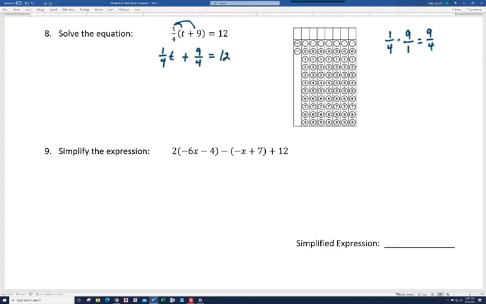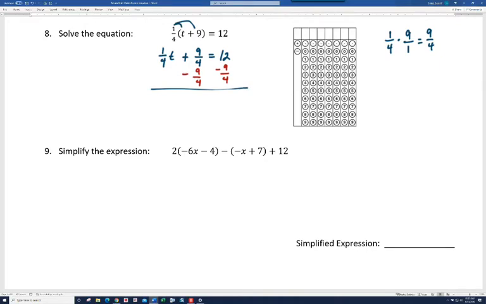So at this point, this is really what I was referring to earlier as a two-step equation. I'm going to need to subtract 9/4 on both sides, and then I'll be able to multiply by 4 to get rid of that 1/4 there. So it's going to take me two steps where we're using the inverse operation. So let's go ahead and subtract 9/4 from both sides.